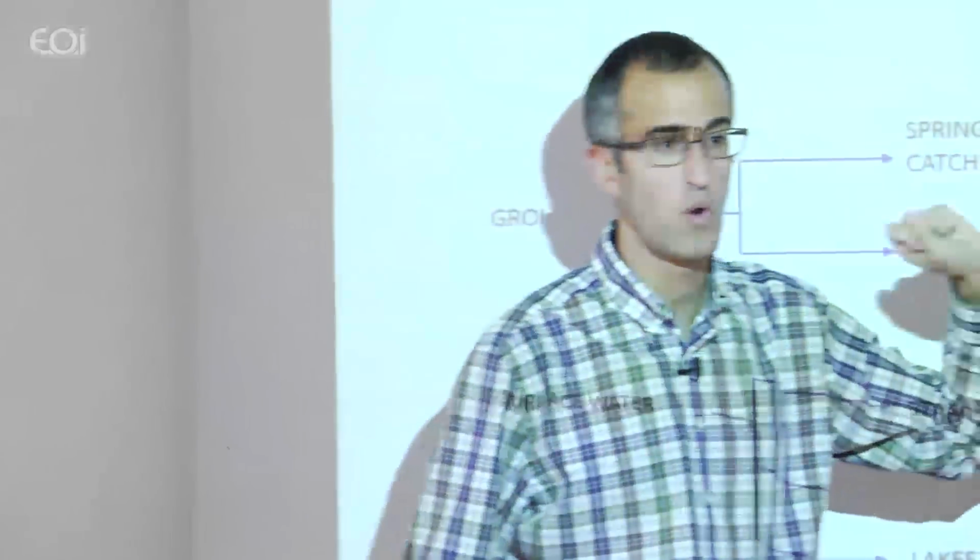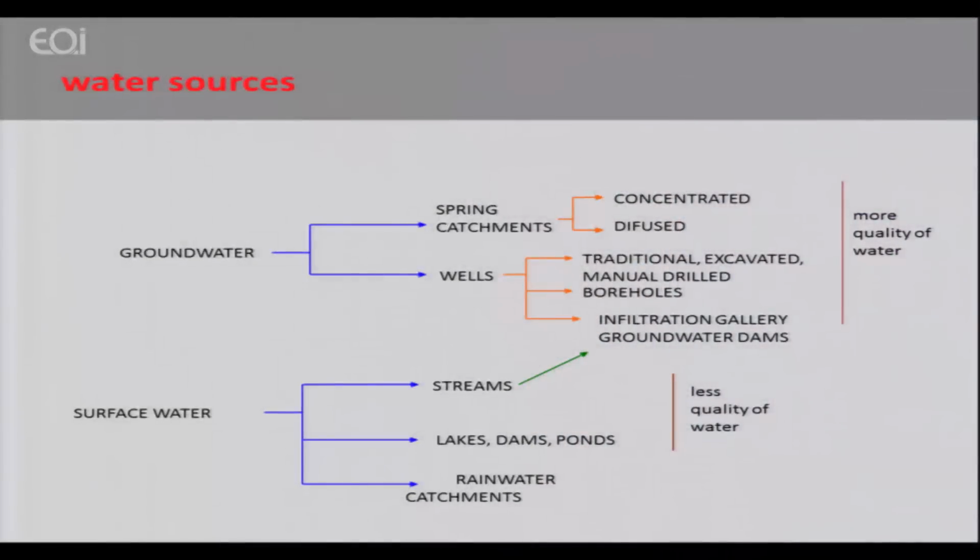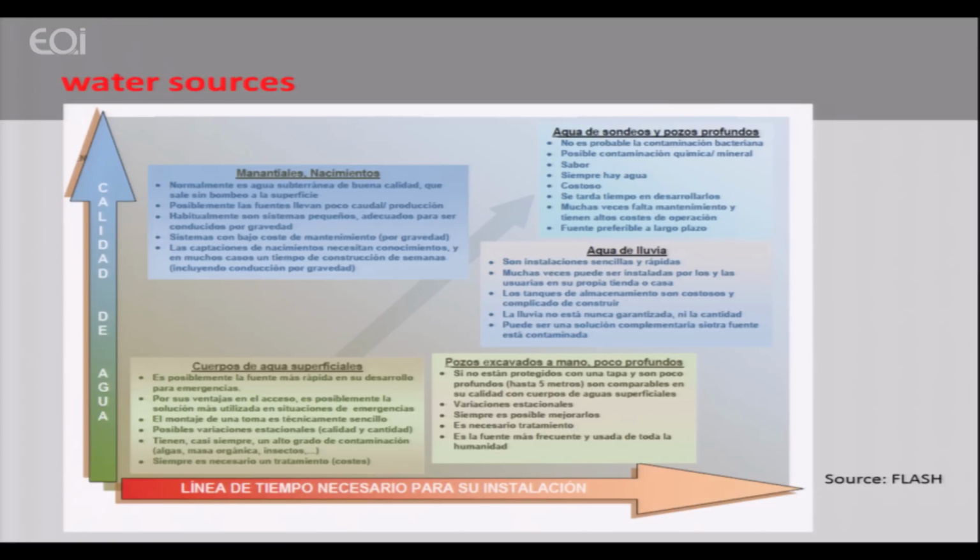So when we talk about groundwater, as you already know, we have more quality of water, because in general, groundwater has more quality than surface water, like water in rivers and so on. Talking about surface water, we have streams, lakes, dams, ponds, and rainwater catchments, so with less quality of water. Now you can see in this graphic that here we have the quality, and here we have the time for installing the technology. For example, a spring catchment has very good quality and it's very fast to install. When we talk about surface water, the quality is not so good, but it's very fast to install these technologies.